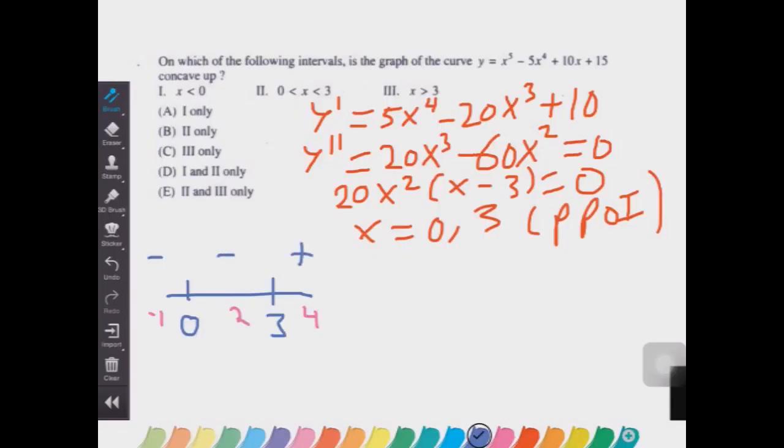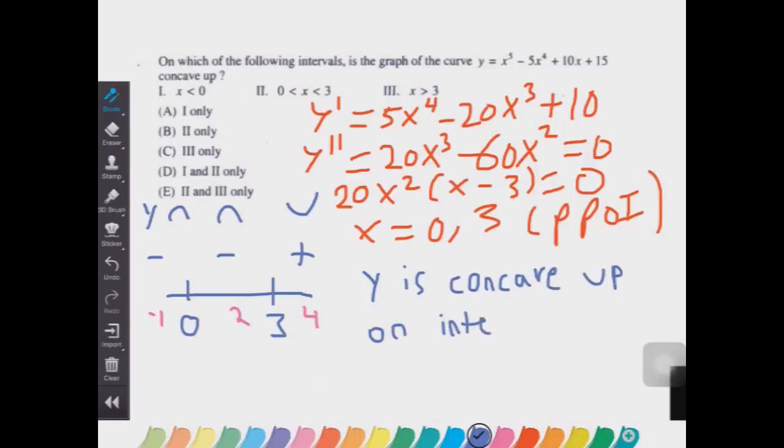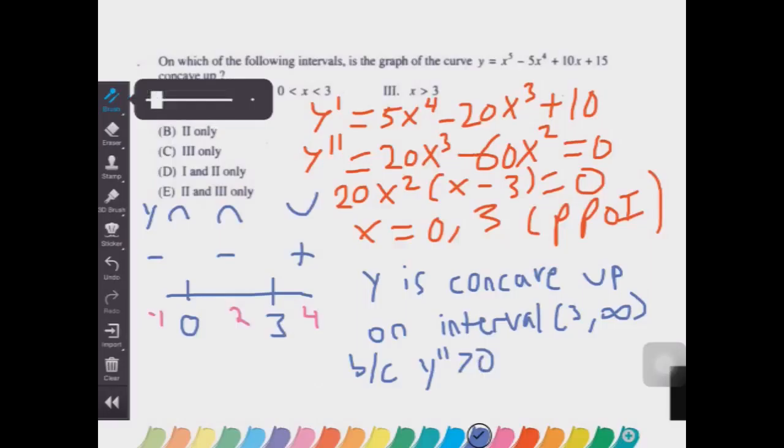That makes our y value concave down because it's negative, concave down as well here because it's negative, and concave up because it's a positive. Y is concave up on the interval (3 to infinity) because y double prime is greater than 0. That means C, 3 only, is the correct answer because it is concave up at 3 to infinity.